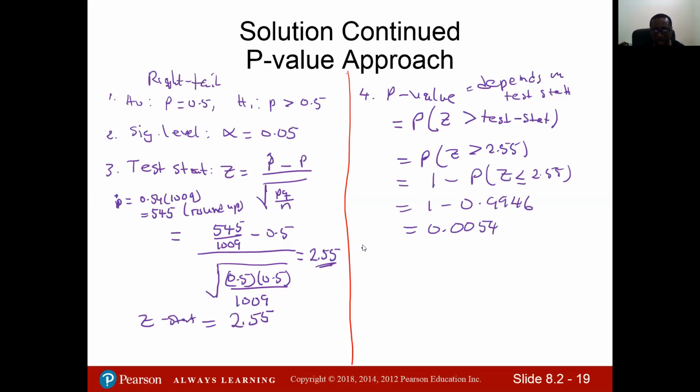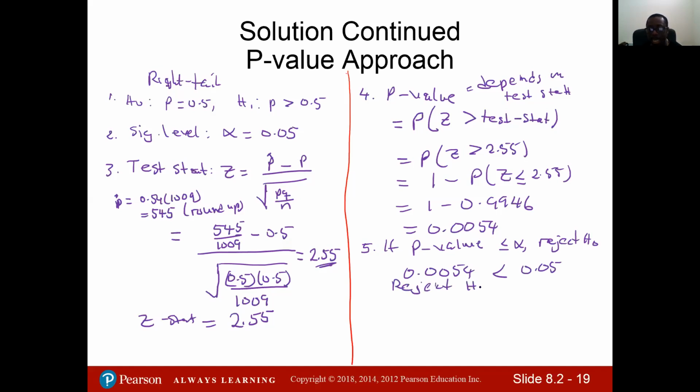So what is our decision? The decision is that if the p-value is less than or equal to alpha, we reject H0. Now our p-value we calculated is 0.0054, and it is less than alpha. Alpha is 5%, 0.05. So it means that here we reject H0.